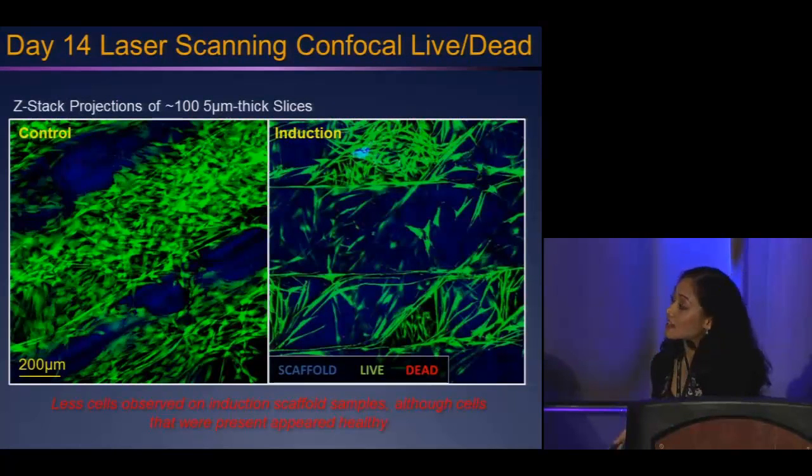So first we wanted to see that the media itself can make changes to these MSCs within the 3D scaffolds. And this is a day 14 time point. This is confocal microscopy of the live, which is green, and dead cells within the scaffold. And you can see that most of the cells are alive. And between the control media and the induction media at 14 days, we do see a significant difference in the cell density when they're treated with the induction media. There's a lot less cells that we see in there. However, the cells that are present seem to still be healthy.